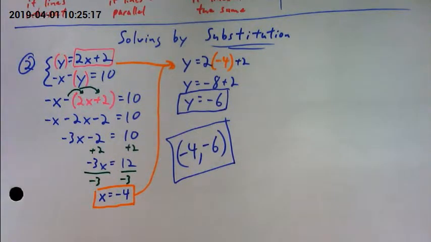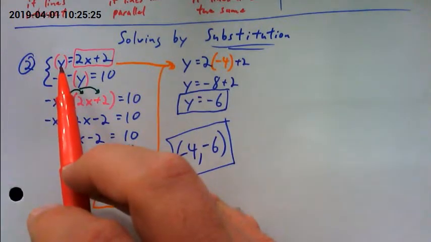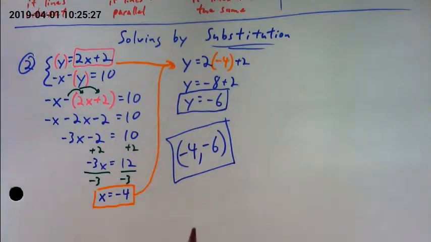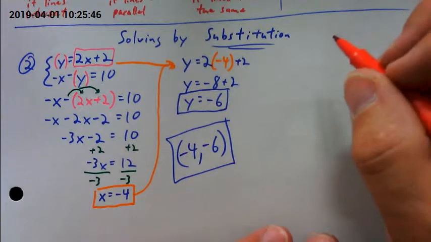Now, substitution is going to be the easiest to use when one of the equations is already set equal to a variable, like this top one was. You won't always have the equations already set equal to a variable. So, could you still use substitution? Yes. It would just take an additional step, because you would have to solve one of the equations for a variable first. Get one of the variables all by itself.